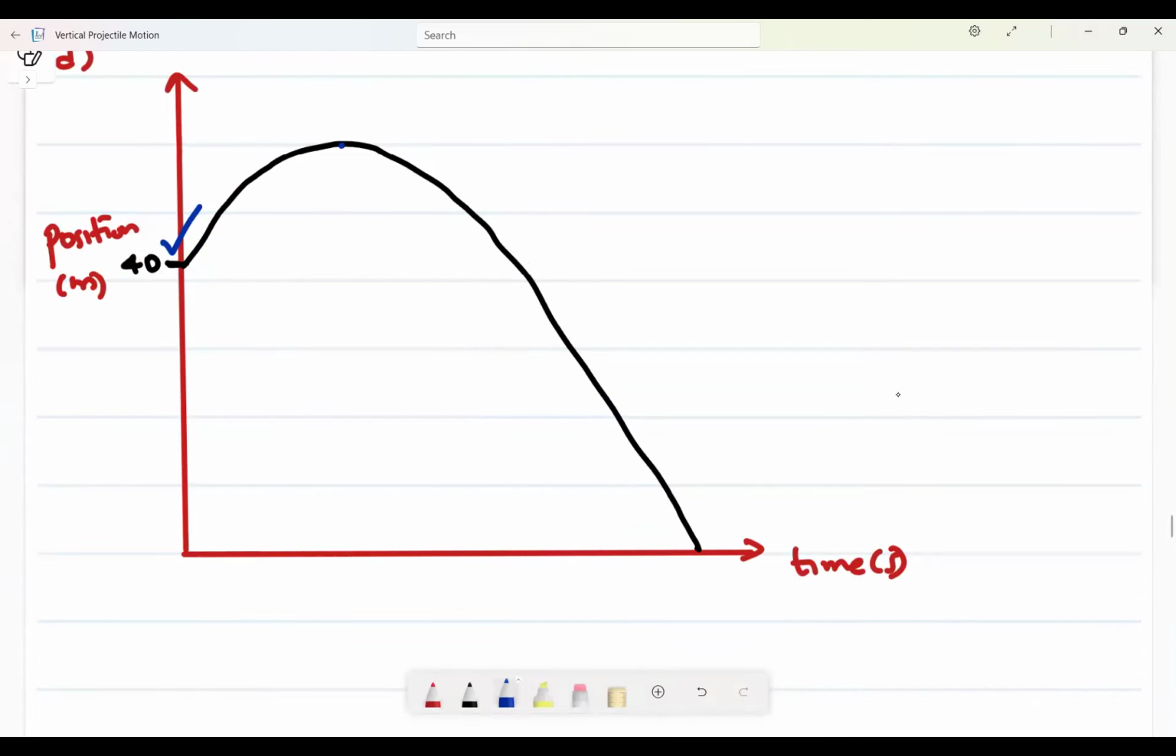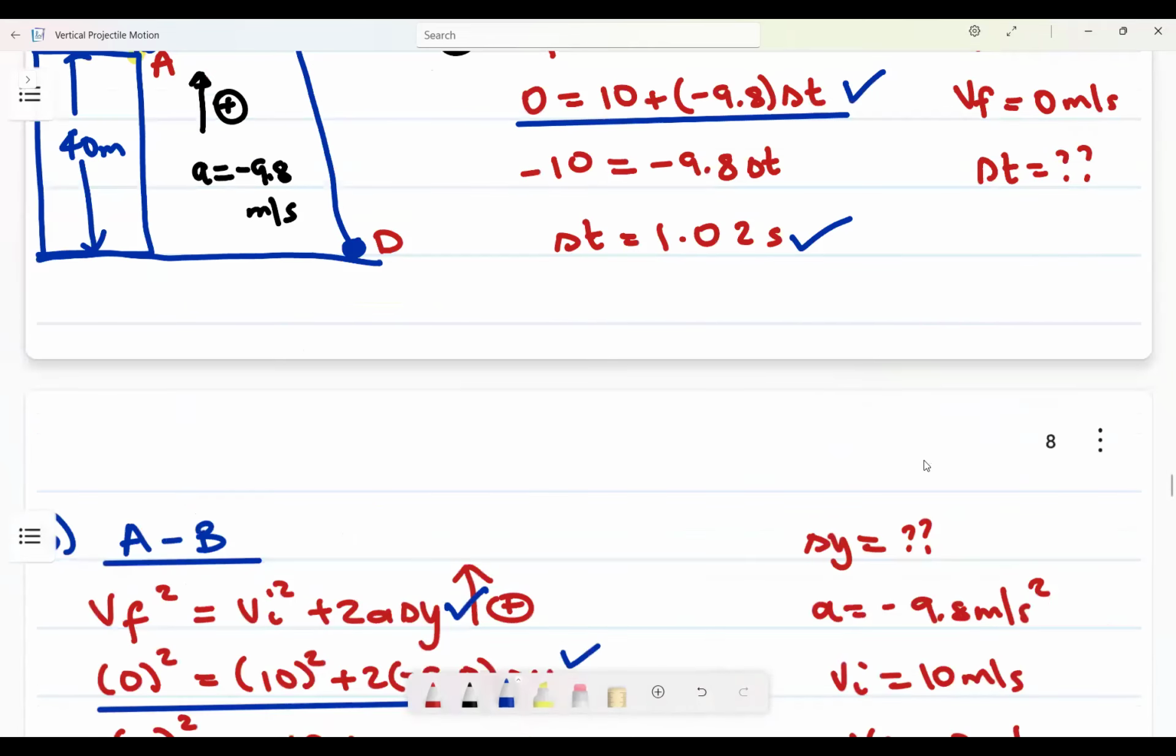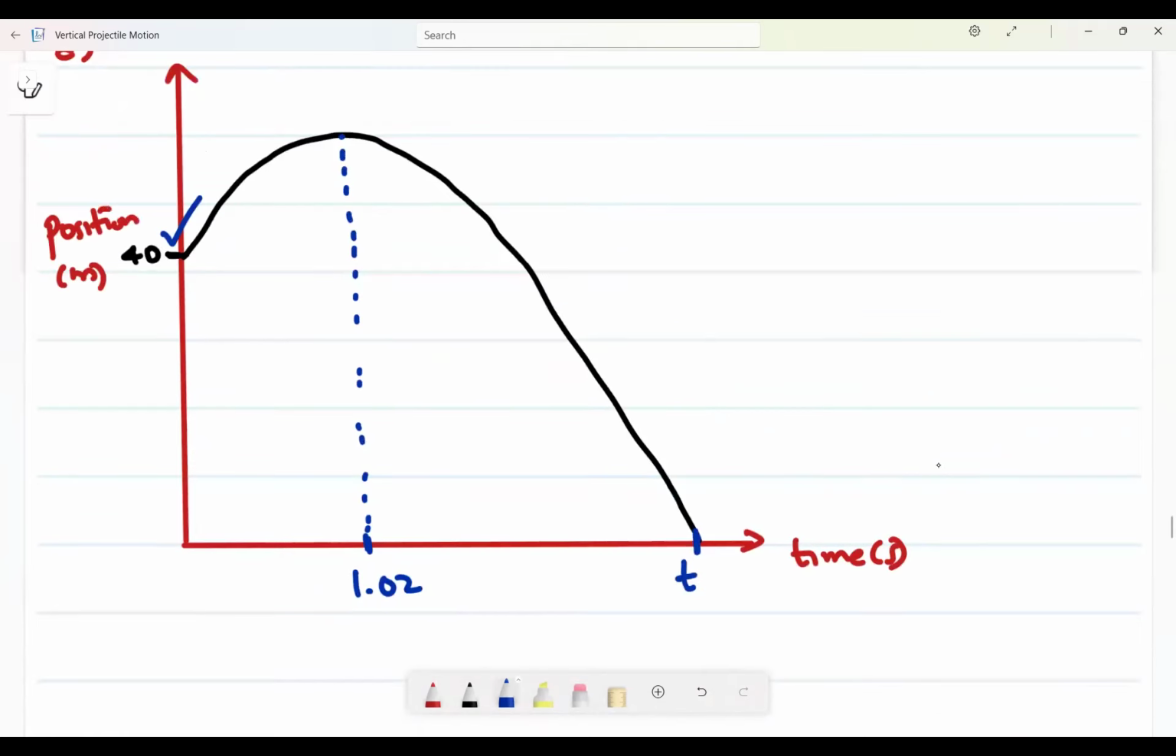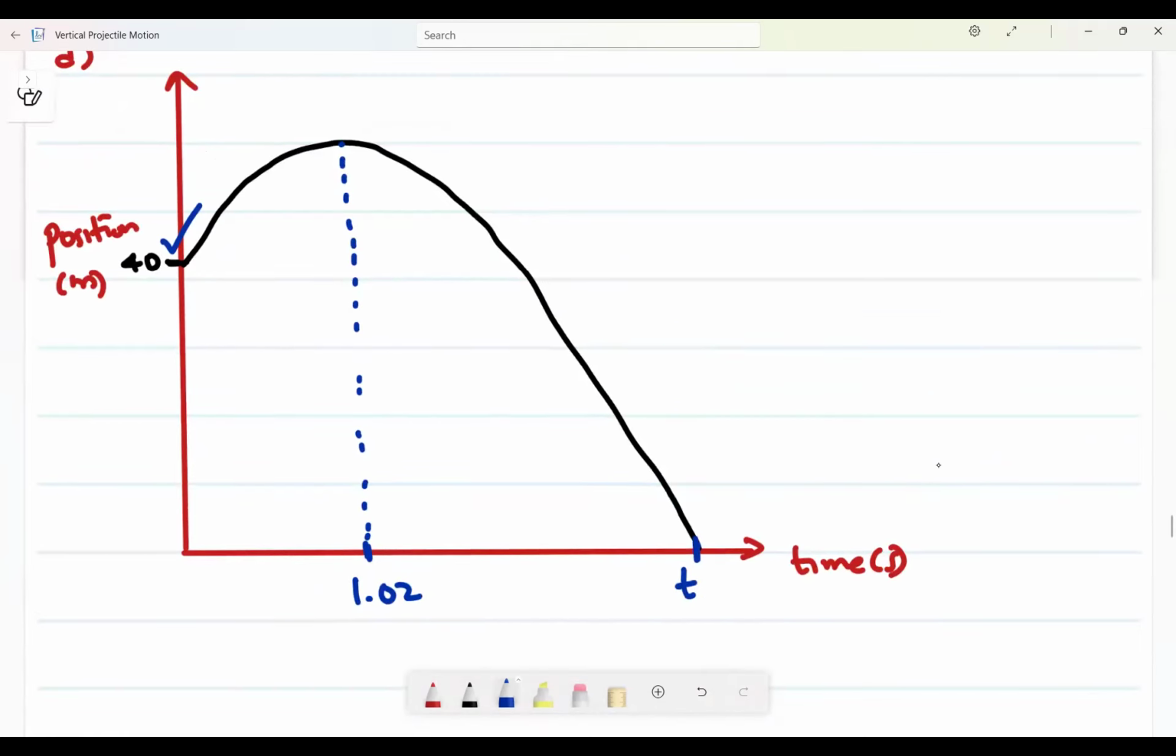So at maximum height, you know here, this is going to be how much? 1.02. We did calculate that, right? The time taken to reach the maximum height. Then this here will be the time to hit the ground. Just say time t. Maybe they required us to calculate it in some calculation. This one I just created for myself. So it's going to be that, at the maximum height.